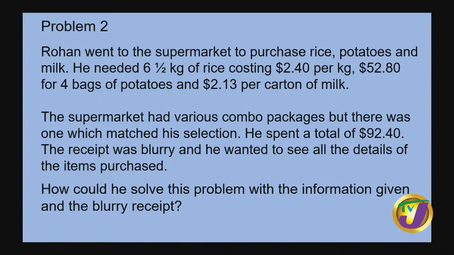All right, so I get the information. What is being asked again? The receipt was blurry, and he wanted to see all the details of the purchase. I'm assuming that he realized the receipt was blurry when he reached home. So he's at home now, and the receipt is blurry. How could we solve this problem with the information given and the blurry receipt?